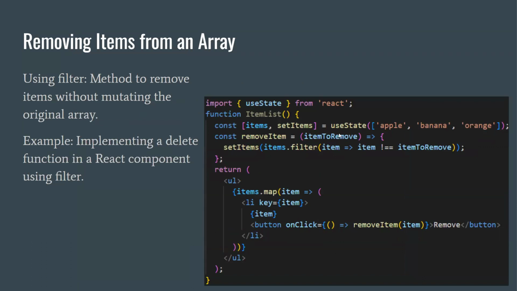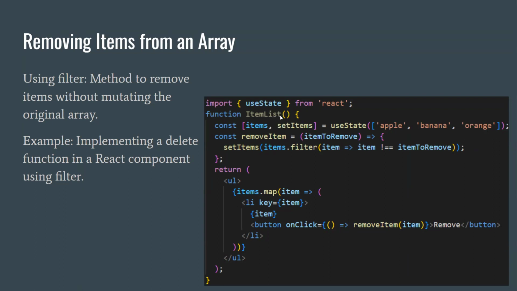Removing items from an array. To remove items from an array without mutating it, you can utilize the filter method. Filter creates a new array containing only elements that pass a specified condition. In a React component, you might use this to remove an item based on a condition like an ID match.